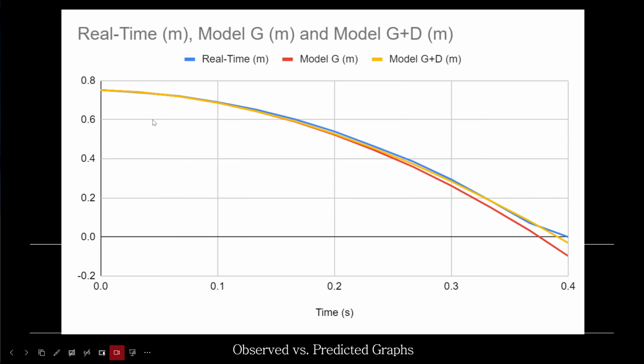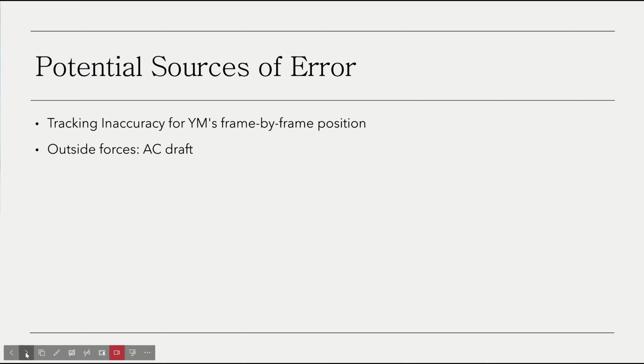So when we look at the graphs of the observed position, we can see that the blue real-time position is much more closely and accurately modeled by the yellow line, which is the model of gravity and drag force, while the red one is more inaccurate. So potential sources of error: the tracking inaccuracy for Yankee Man's frame-by-frame position, since I have to manually input the tracking positions, and outside forces like the AC draft could have been unaccounted for.